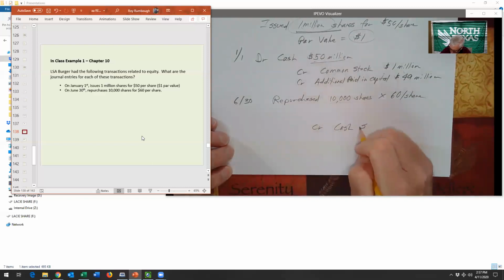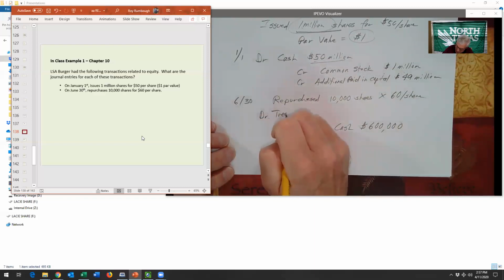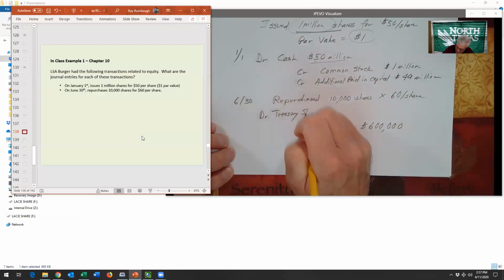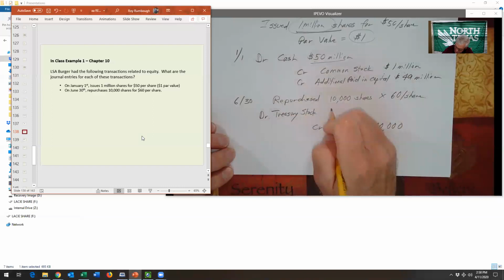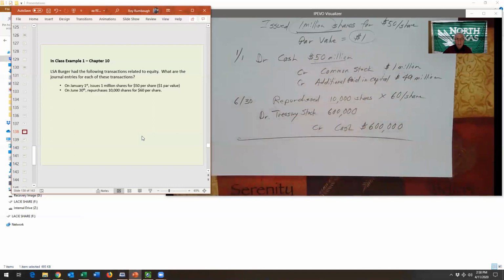So let's just do that first of all. 600,000, and we debit treasury stock for 600,000. Guys, it's that easy. You are going to just rock and roll on this.